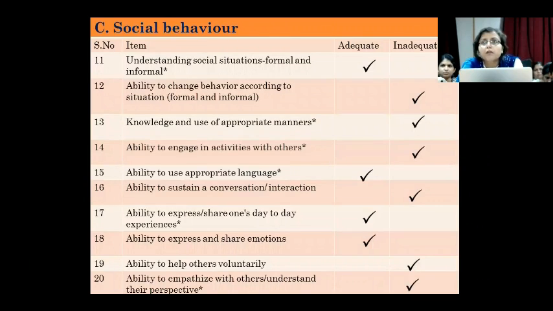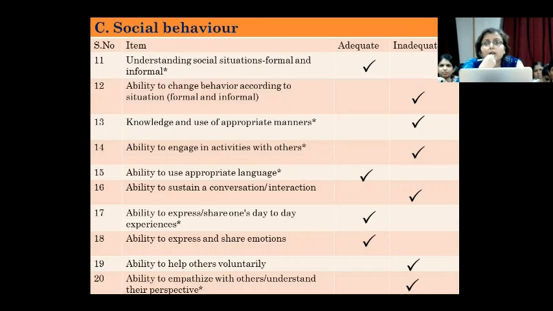Moving on to the social behavior, it involves understanding social situations, formal and informal, and the ability to change behavior according to the situation, formal as well as informal. As you can see, his score was inadequate. It includes knowledge and use of appropriate manners, ability to engage in activities with others, ability to use appropriate language to sustain a conversation and interaction, to express or share one's day-to-day experiences, to express and share emotions, to help others voluntarily, and to empathize with others, understanding their perspective.